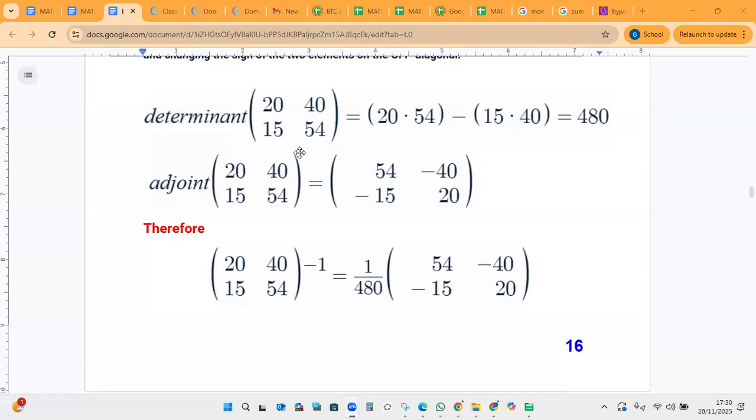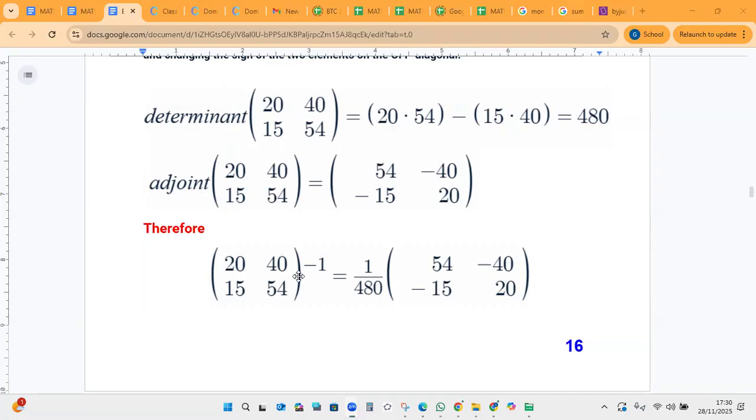So here we have found the determinant of our 2 by 2, which is 20 times 54 minus 15 times 40, which is 480, coincidentally. And the adjoint is swapping the positions of 20 and 54. 54 takes the position of 20, 20 takes the position of 54, and we change the signs of 15 and 40. They were both positive, they become both negative.